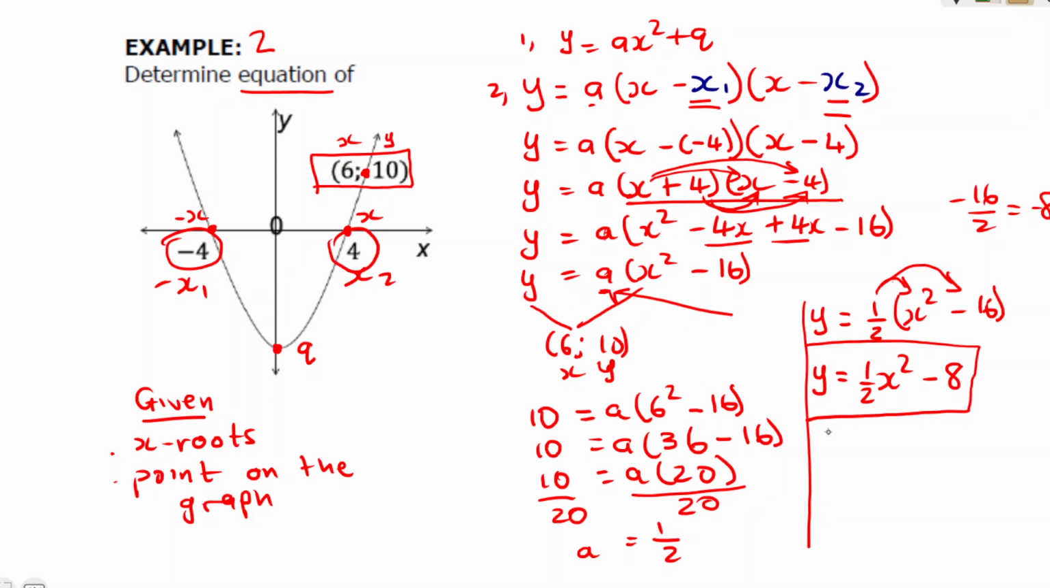So that means that now a is positive, as you can see, it's half, and q is negative 8. That means this graph was lowered or shifted 8 units down. So this turning point, this y-intercept, is actually negative 8. So we know now what is the value of that q. It's negative 8, or the turning point is negative 8. So this is how we determine the equation of the graph when you are given two x intercepts and 1 point on the graph. Now we are done with example number 2.